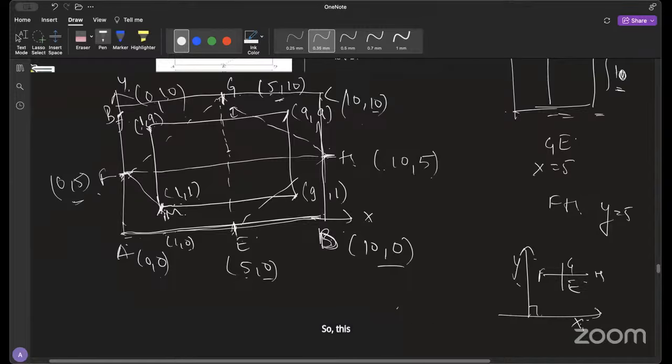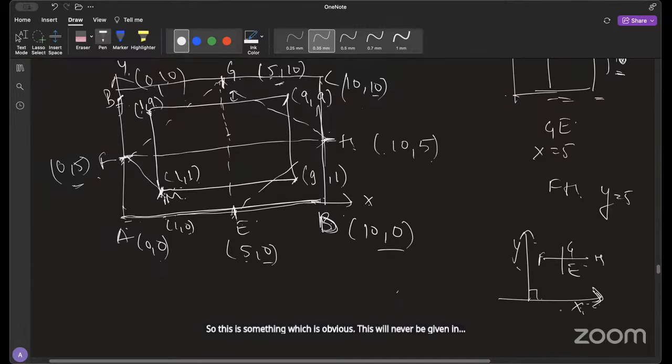Now, this is something which is obvious. This will never be given, that the y-axis and x-axis are perpendicular to each other. So if a line is parallel to the y-axis and the other line is parallel to the x-axis, then they should be perpendicular, right?